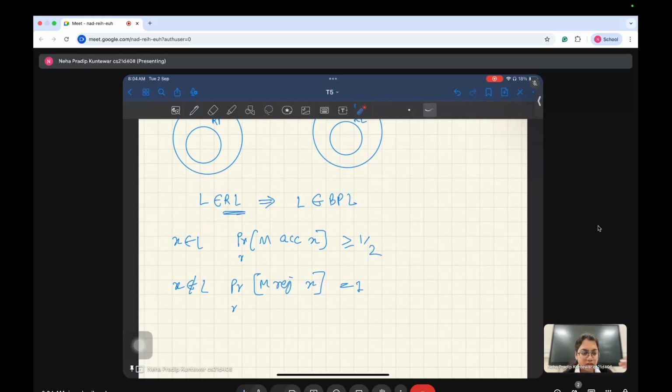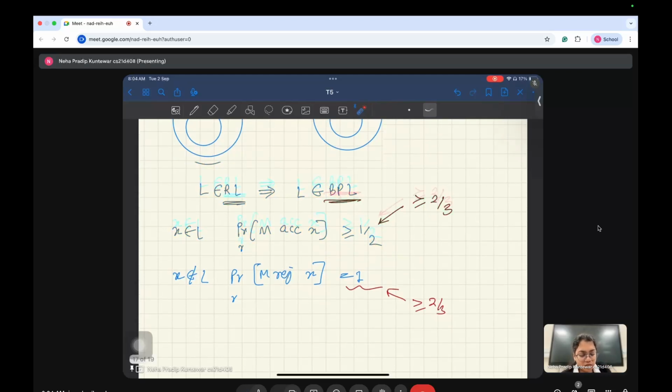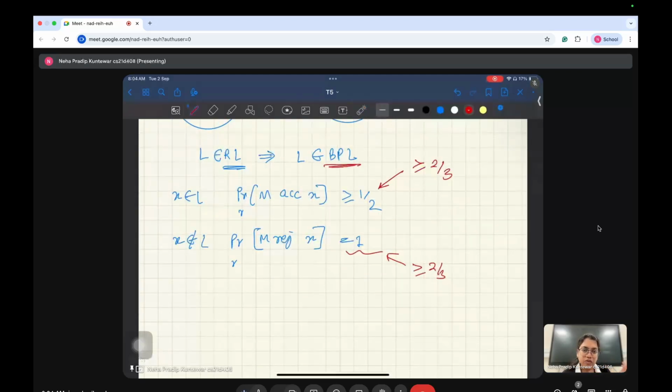What we want is a BPL algorithm. So what does BPL demand? BPL says that if X is in the language, I want this with a good enough probability. So I'm not happy with half, I want, let's say, 2/3. And here I'm also okay with 2/3 probability. But in this case, we need a booster. So half is not something that we'll be happy with. The idea is very simple. We're going to use our amplification technique.